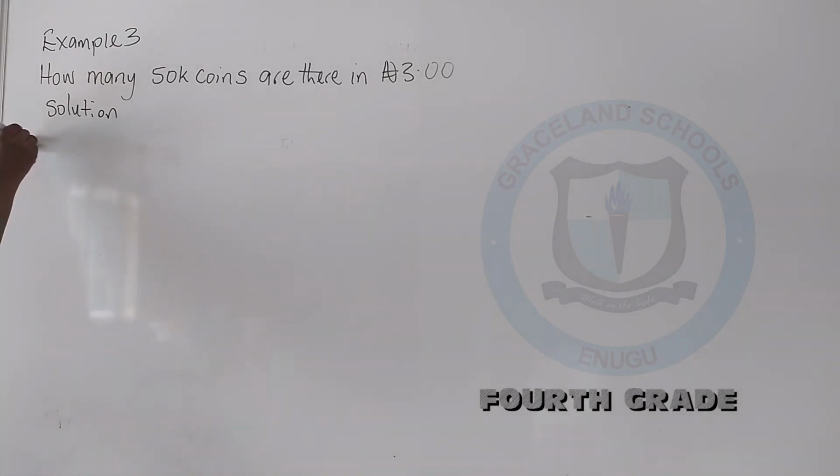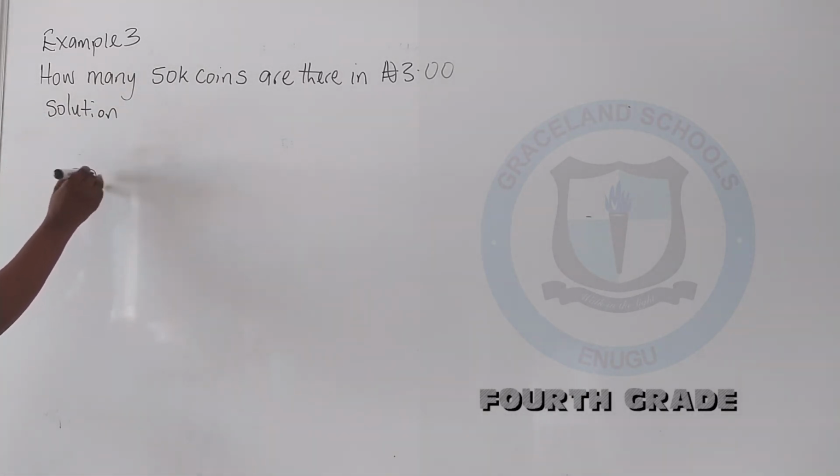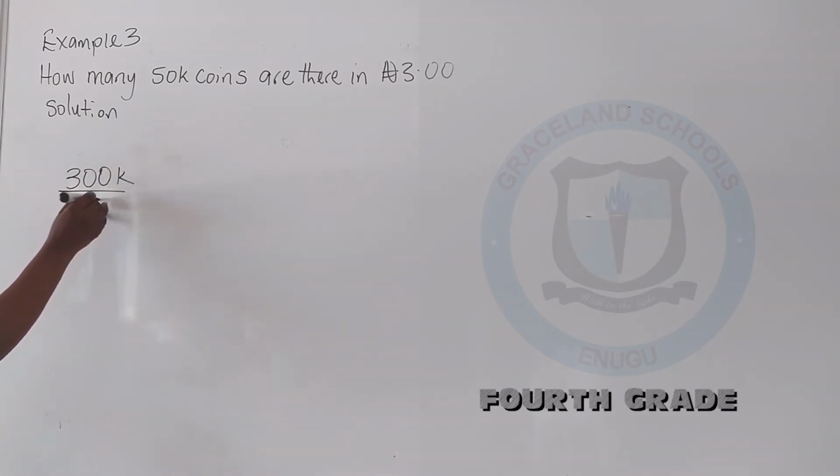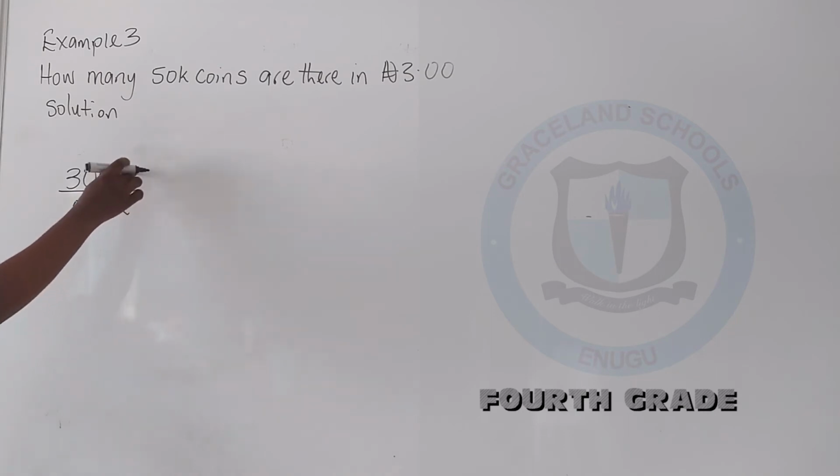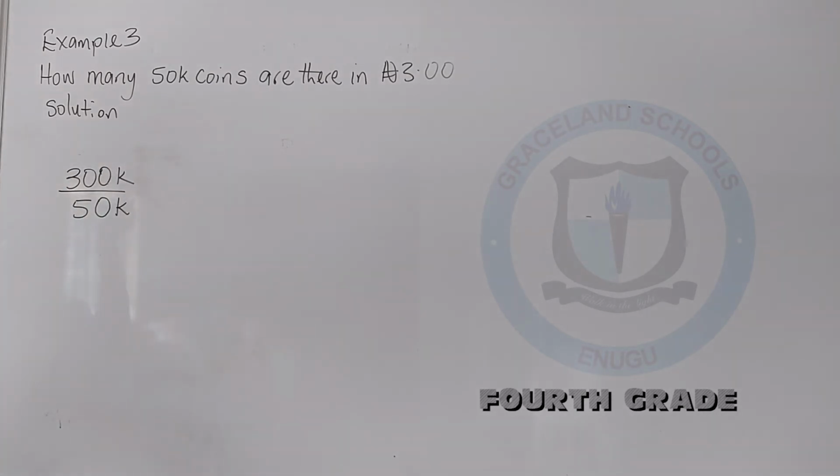Solution. 300 kobo divided by 50 kobo. They are now in the same units. 1 zero down, 1 zero up, cancel. Then use 5 to divide 30. You start division from the left. 5 cannot divide 3, put 2 of them together and divide. And write your answer on top of the second number.